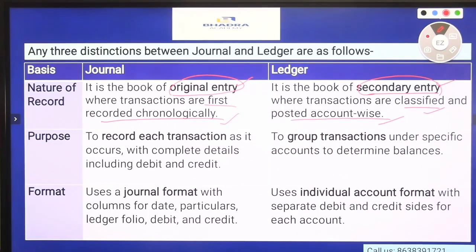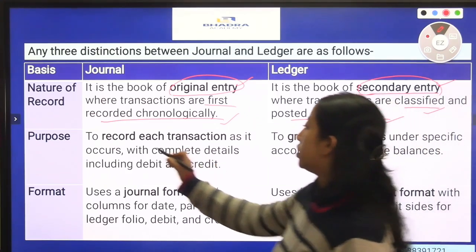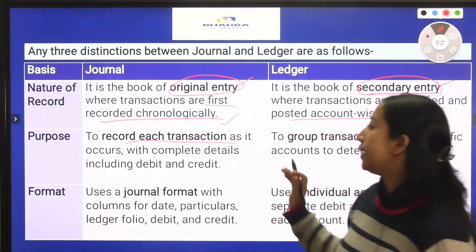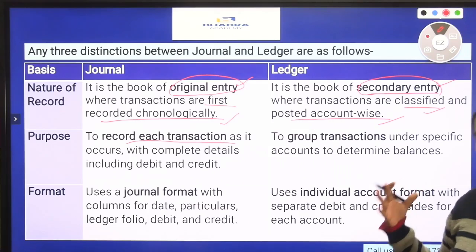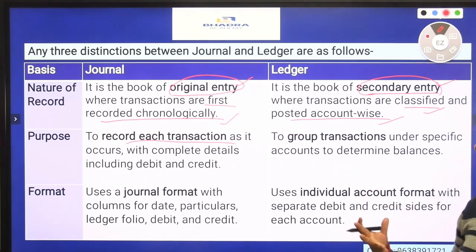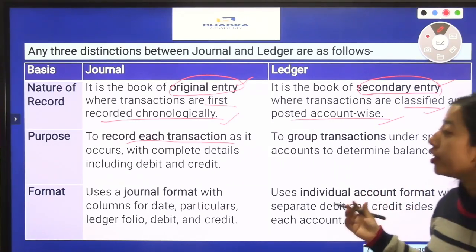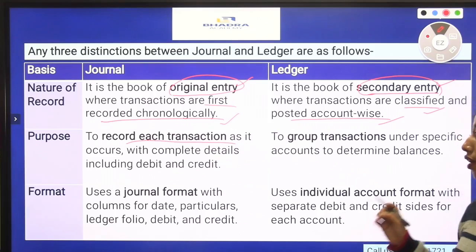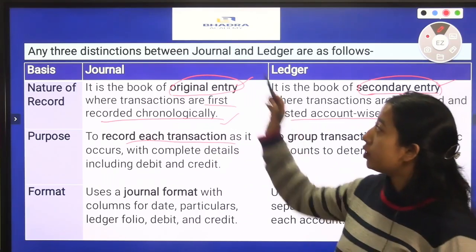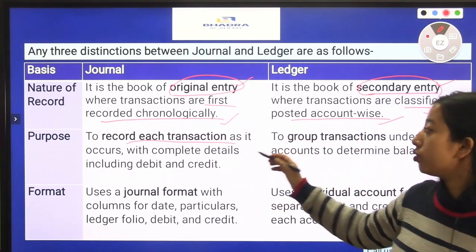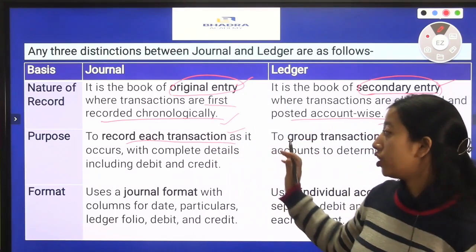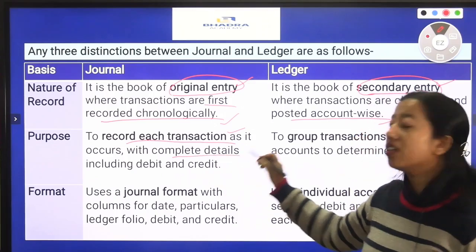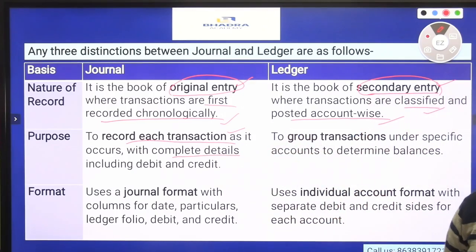The next basis of distinction is the purpose. Why is journal prepared? To record each transaction as it occurs with complete details including debit and credit. So while preparing journal entries, each entry is recorded. Every little detail is recorded. So the purpose of making journal entries is to record each transaction so that complete detail is recorded in the books of account.